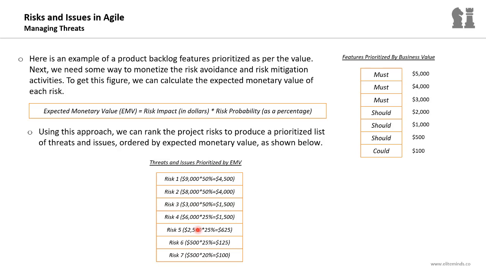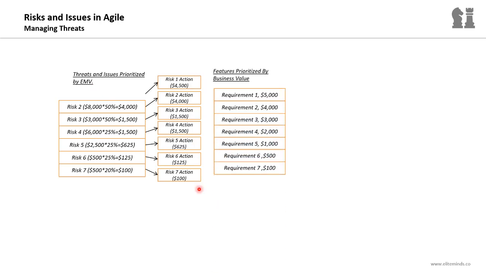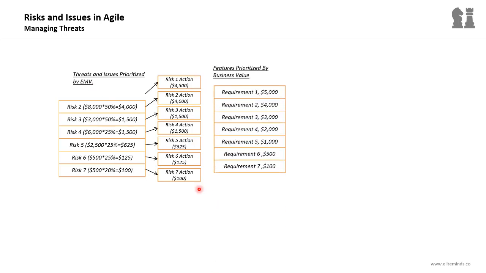The risk-adjusted backlog is about merging both the features prioritized by business value and the expected monetary value of each risk. Threats and issues prioritized by expected monetary value. Okay, this is the prioritization. And then earlier we developed a list of the product backlog items prioritized as per their expected business value, and we want now to merge both and prioritize them.